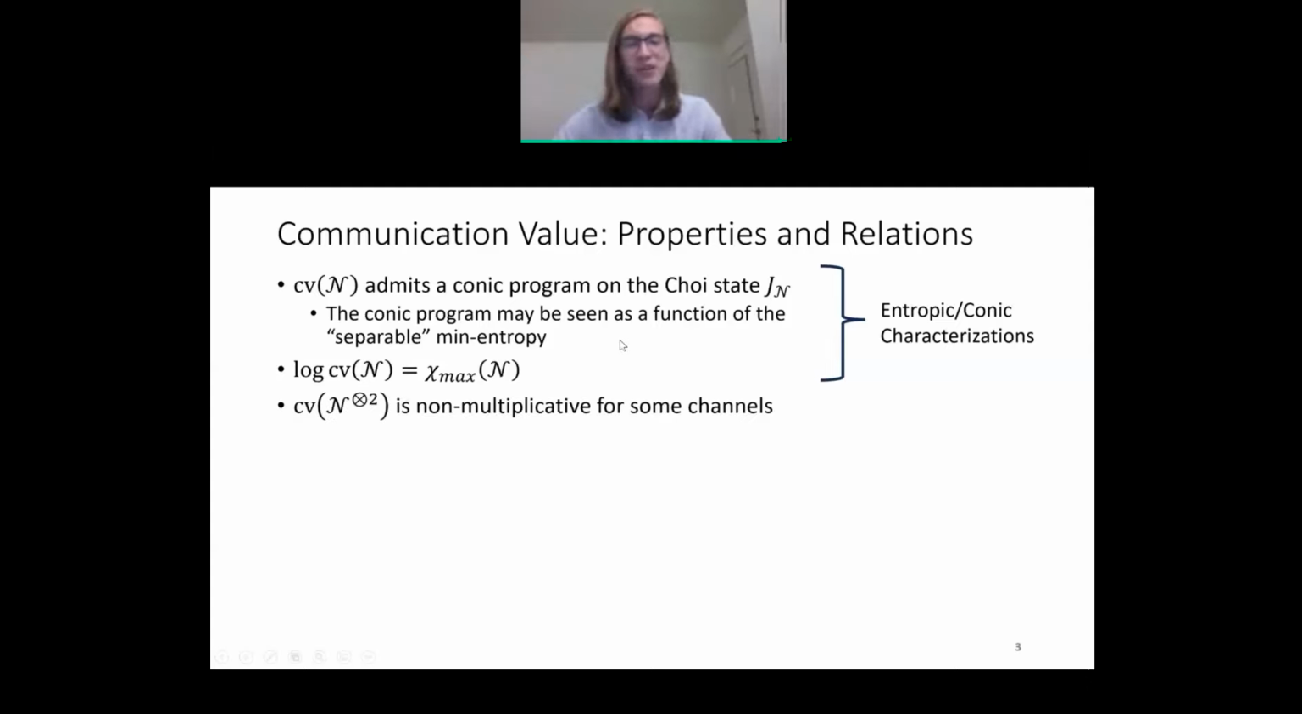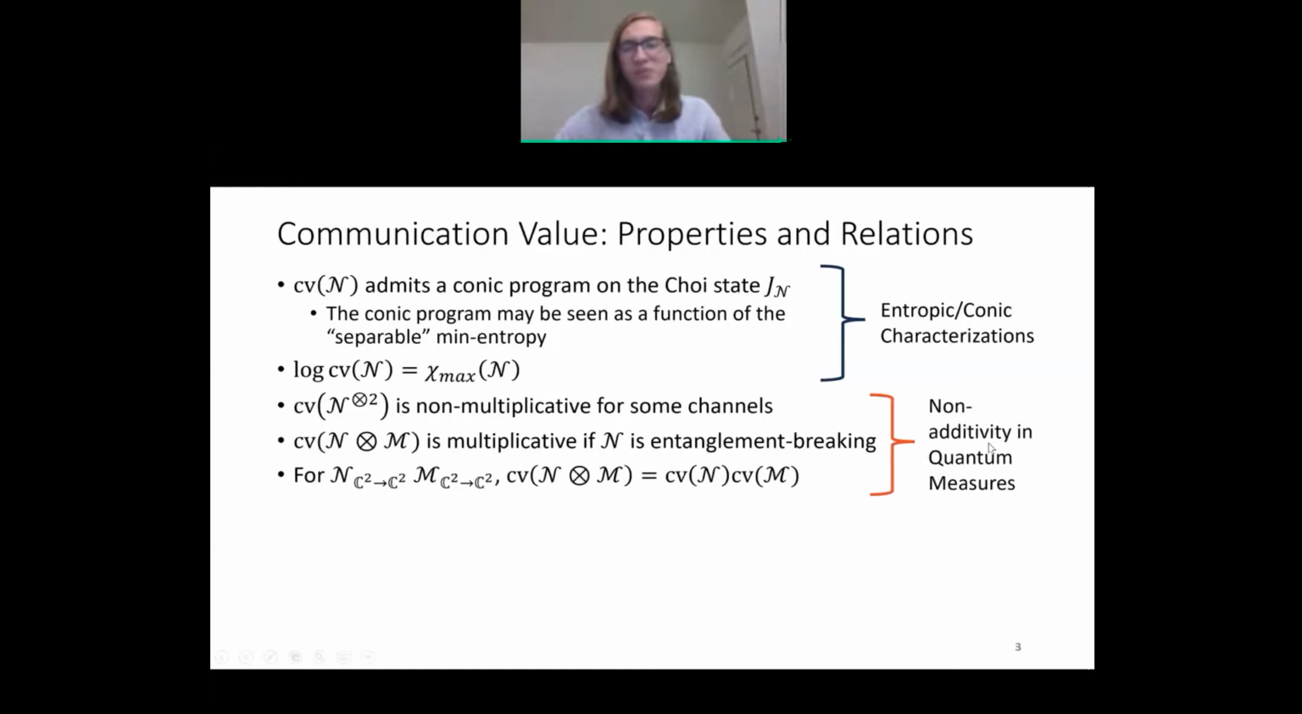Furthermore, we can show that it's non-multiplicative for some channels, which we know is always an interesting property in quantum information theory. But we can also see that it's multiplicative if one of the channels is entanglement breaking. So whatever's making it non-multiplicative is a special property of being able to preserve entanglement with your channel. Lastly, we can show that it's multiplicative if both channels are qubit channels. So there's something about dimension at play in this.